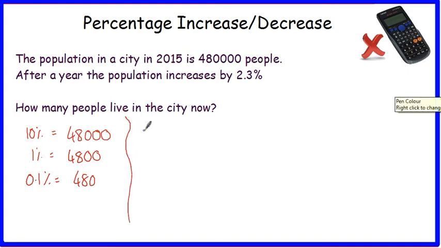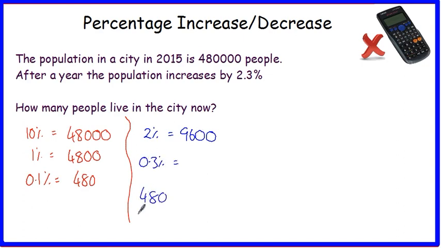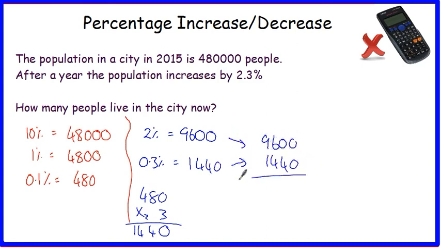So I need 2%. 2% is double this, is 9,600. 0.3% is 3 lots of 480, which is 1,440. So I need to add those together. 11,040 people. It's been increased by that many.